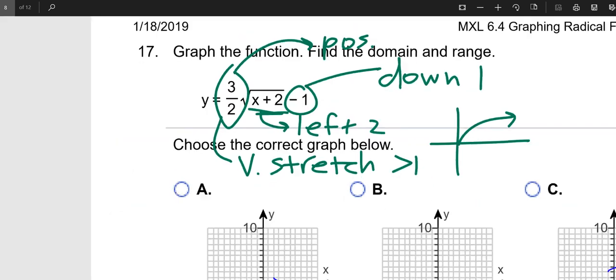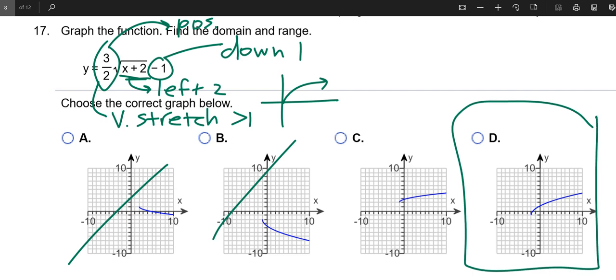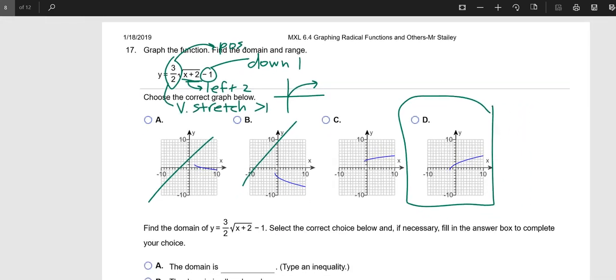So, put them all together. Which one do you think it is? It's definitely not A or B because they have a negative multiplier. And it is choice D. That is right. A vertical stretch. And it went left.